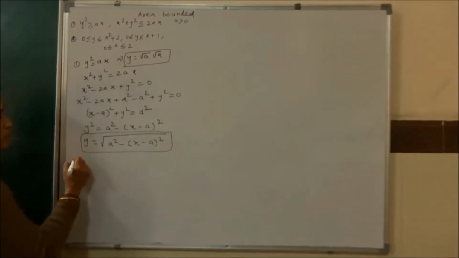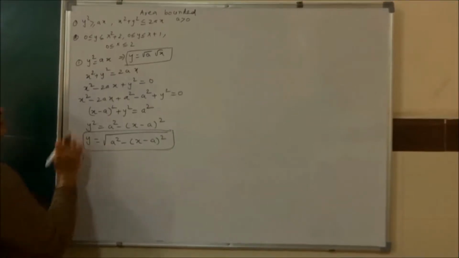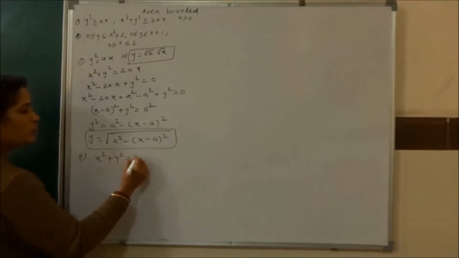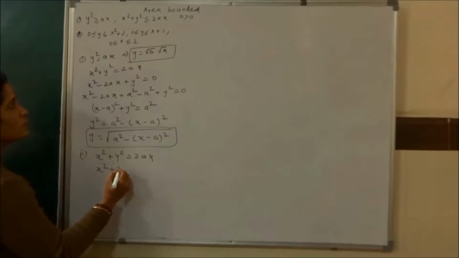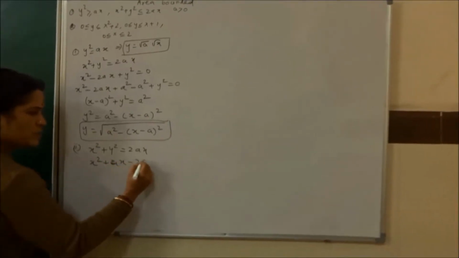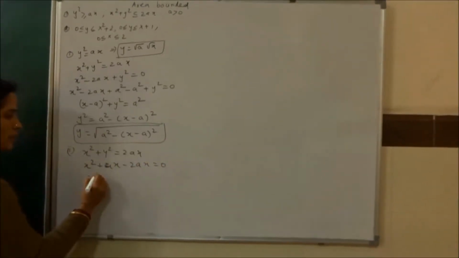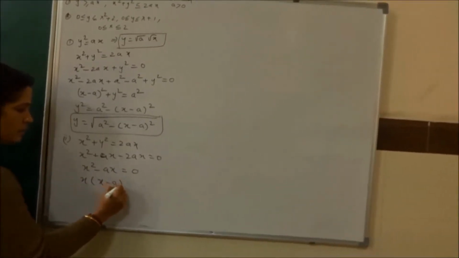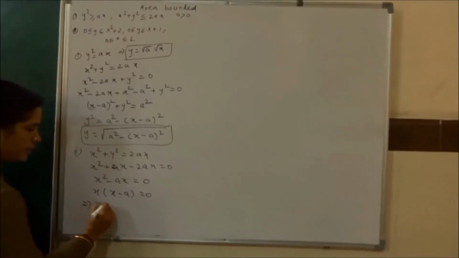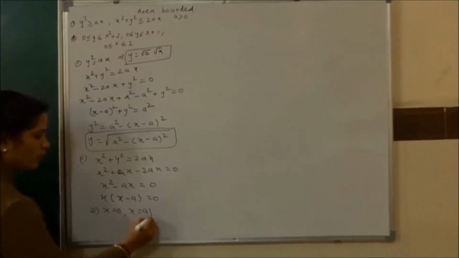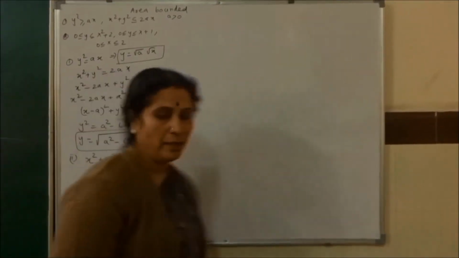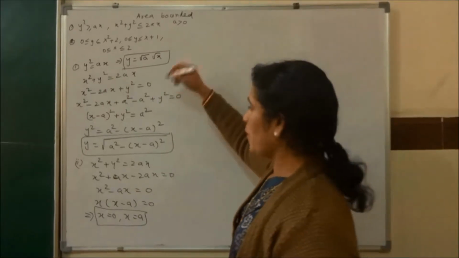Clear? Now step number 2. What is the intersecting point? Substitute the value of y square in the circle equation, that is x square plus y square equal to 2ax. The y square value you know, so x square plus ax minus 2ax equal to 0. Otherwise, x square minus ax is equal to 0. If I take out x common, x into x minus a equal to 0, so this implies either x is equal to 0 or x is equal to a. Means the parabola and the circle intersect at x equal to 0 and x equal to a. Okay, fine.